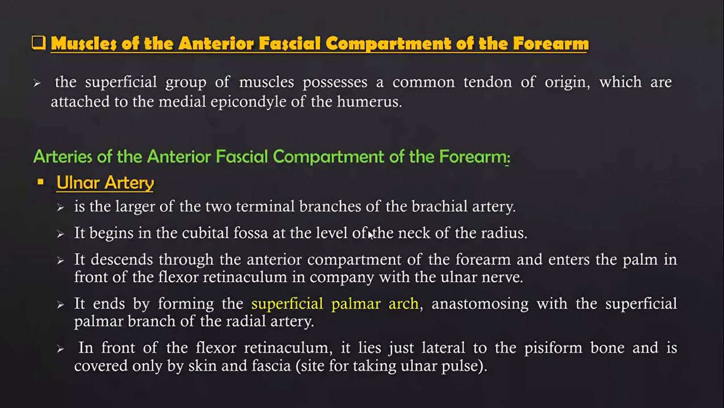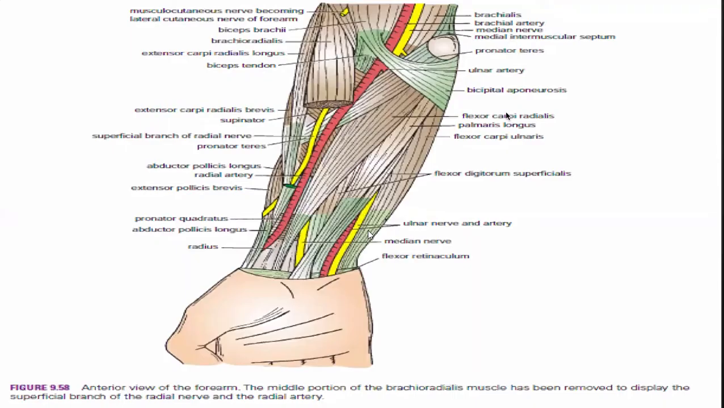The superficial group of muscles possess a common tendon of origin, which is attached to the medial epicondyle of the humerus. So this superficial group of muscles has its common origin from the medial epicondyle of the humerus. This is the medial epicondyle of the humerus.